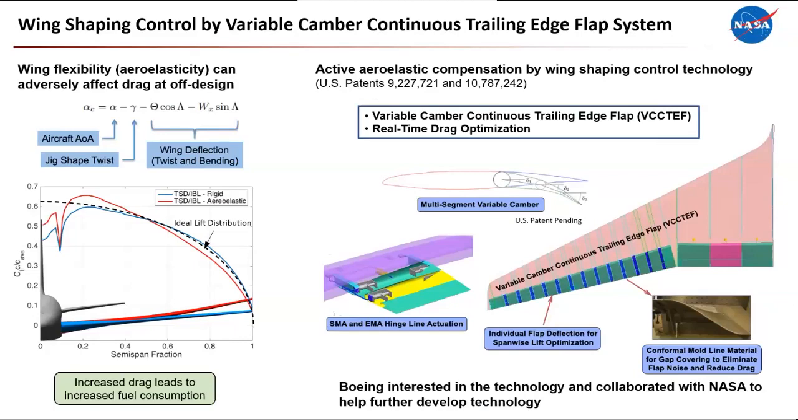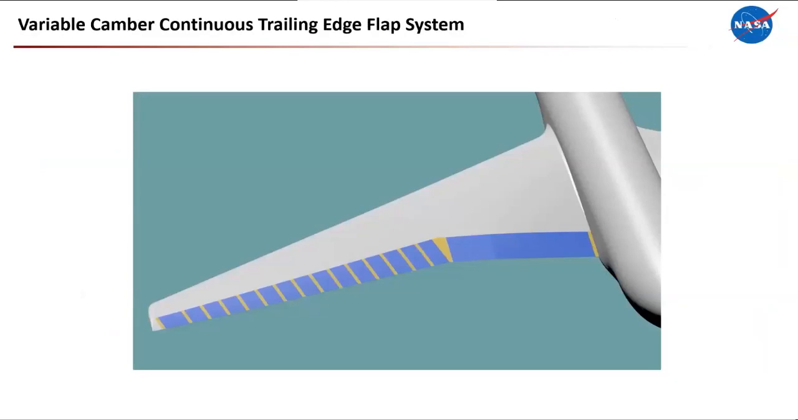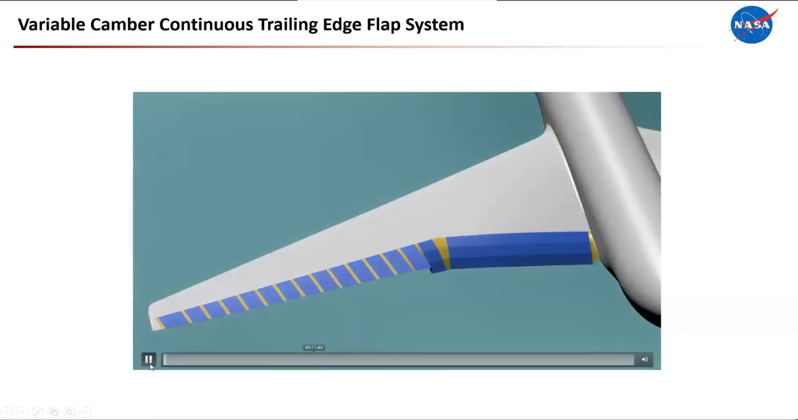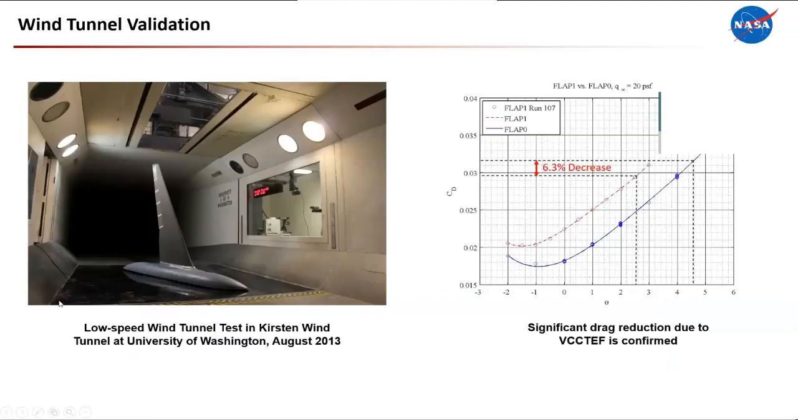So anyway, next, please. And if you could play the video, to illustrate the animation of the variable camber continuous trailing edge flap. That's how it works. I think that's probably good enough, Jay. You can move to the next slide.